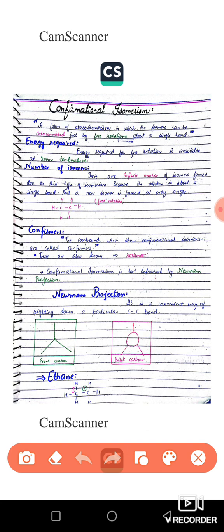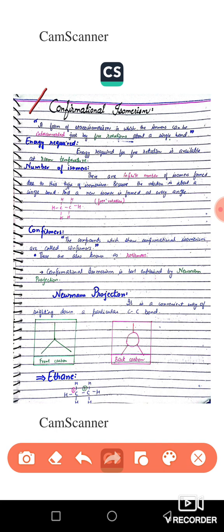Which are configurational isomerism and conformational isomerism. In the previous lecture we discussed what configurational isomerism is and its two types, geometrical isomerism and optical isomerism. Now in this lecture we are going to discover the second type of stereoisomerism, which is conformational isomerism. So first we are going to see the definition of conformational isomerism.